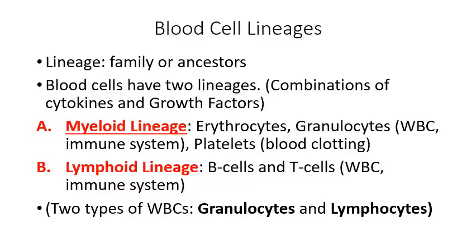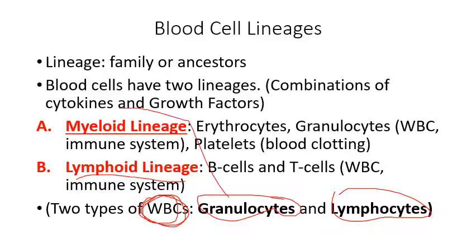All right, now, all white blood cells are called leukocytes, because the word leuko means white. But there are two types of leukocytes. The lymphocytes, which are from the lymphoid lineage, and then the granulocytes are the white blood cells that come from the myeloid lineage. And they are called granulocytes because they look grainy when you see them under the microscope. Right, and we'll talk about what that means.